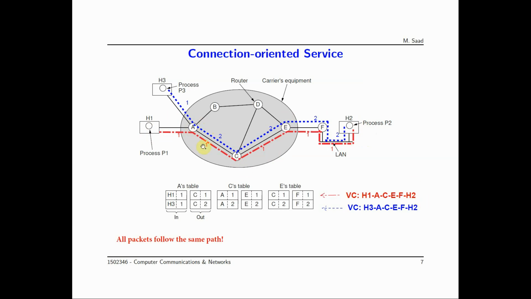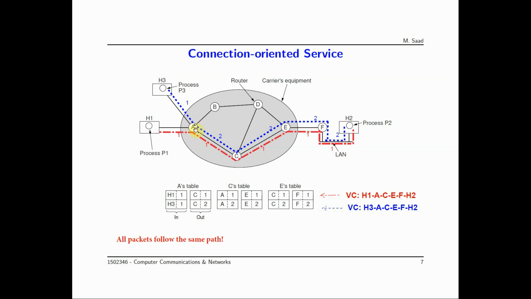That's why each router, A, C, E, and F, each router along the path, along the virtual circuit, will need to get a table entry, which basically identifies the router as being part of this virtual circuit. Let's look at these tables basically. This represents the table at router A. What you see here represents the table at router C, and what you see here represents the table at router E, and then router F will have a similar table as well, which is not shown in this figure.